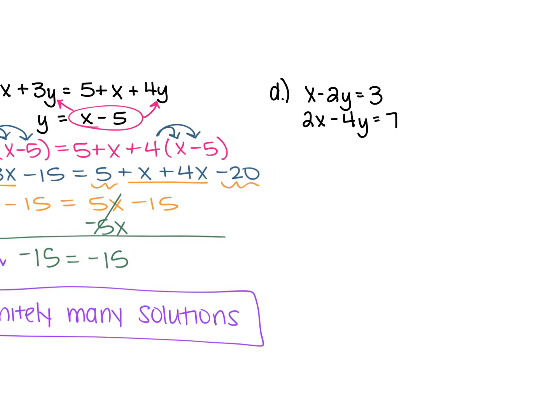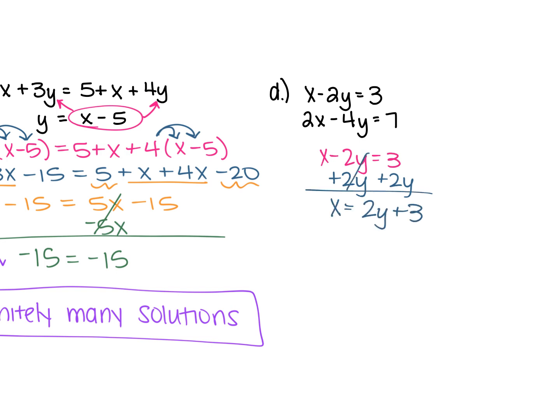For example D, we're given x minus 2y is equal to 3, and 2x minus 4y is equal to 7. The top equation is going to be the easiest to solve for that x. So I'm going to take that x minus 2y is equal to 3 and just move the 2y over by adding it to both sides. So that way my x is by itself. So I get x is equal to 2y plus 3.